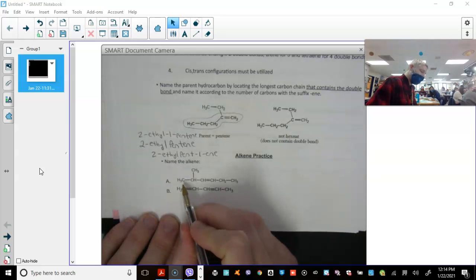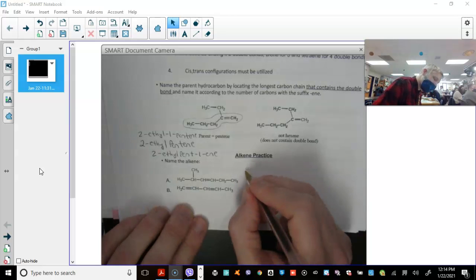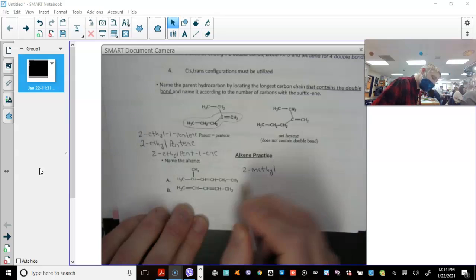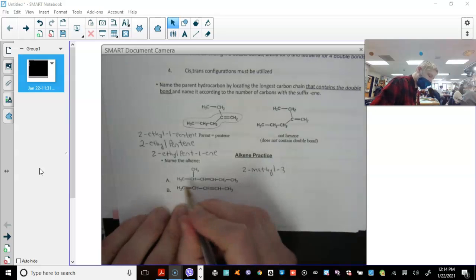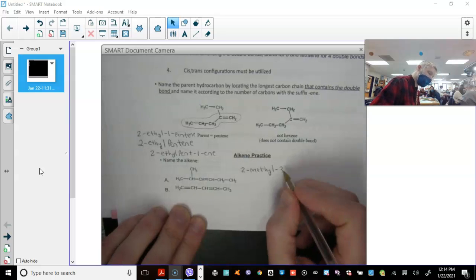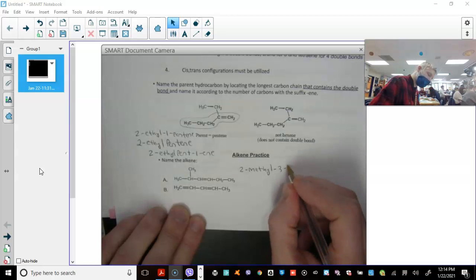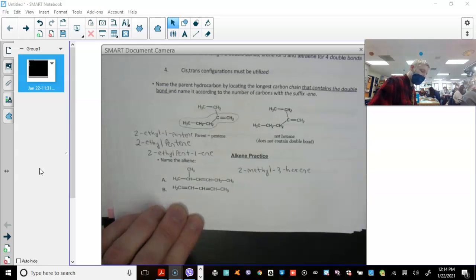But before we do that, we've got 1, 2, or is it 1, 2, 3, 4, 5? 1, 2. All right, so it's 2-methyl. And we're at 1, 2, 3. And you do it where the double bond starts, which is the 3rd carbon. 2-methyl 3-hexene. And we're good to go. You could do 2-methyl hex 3-ene.